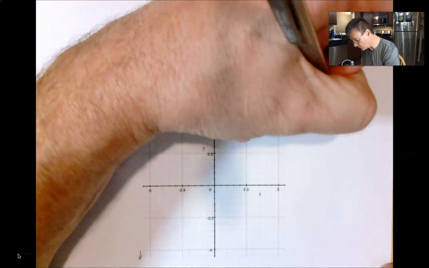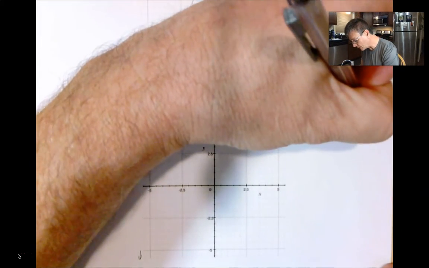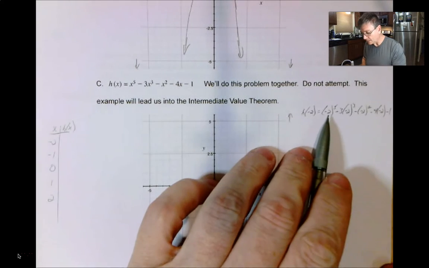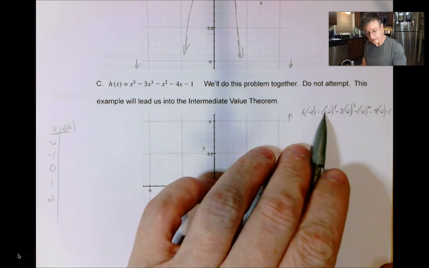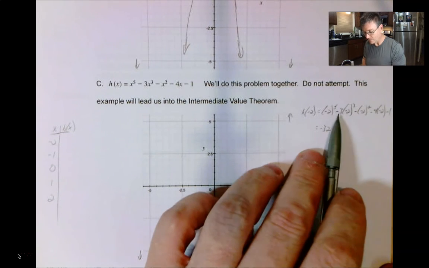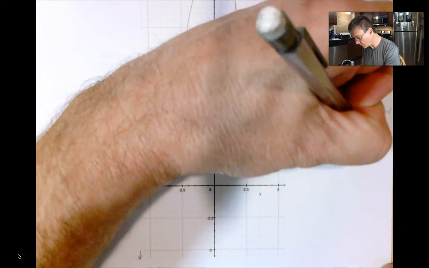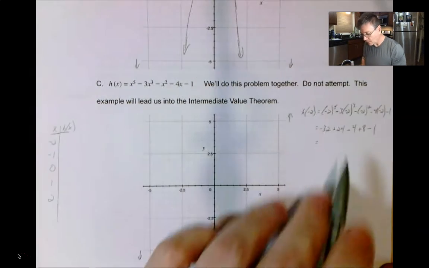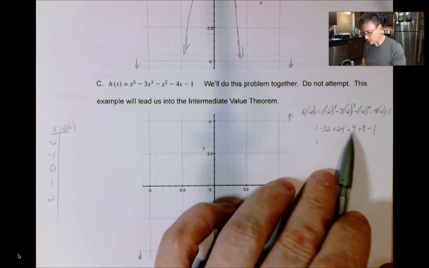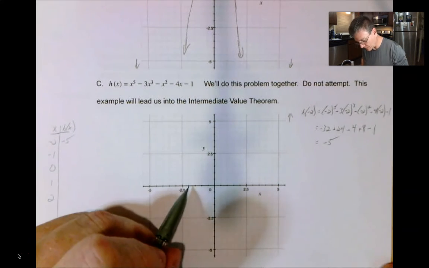equals -2 to the 5th minus 3 times -2 cubed minus -2 squared minus 4 times -2 minus 1. -2 to the 5th is -32. -2 cubed is -8 times a -3 is a positive 24, minus 4 plus 8 minus 1. -32 plus 24, that's going to be -8, 0, -5. So we have -2, -5.